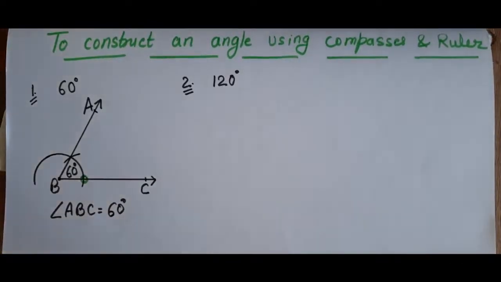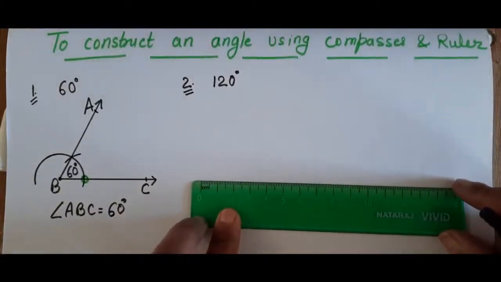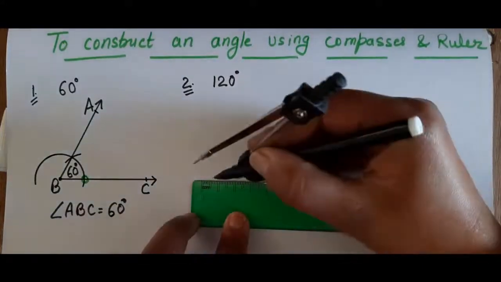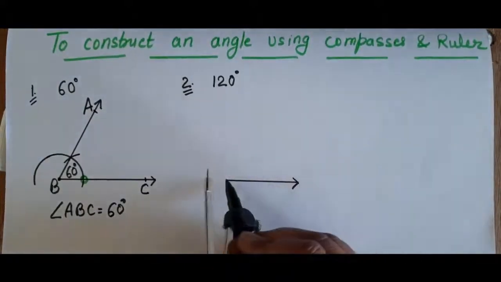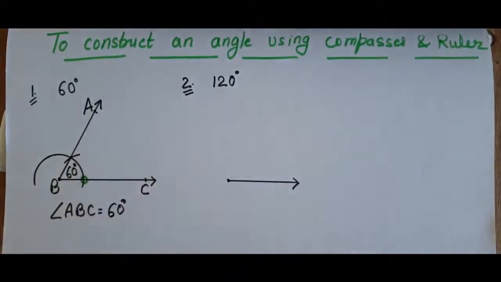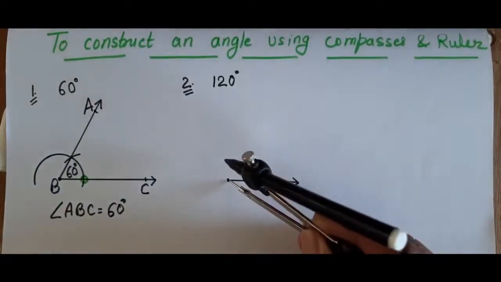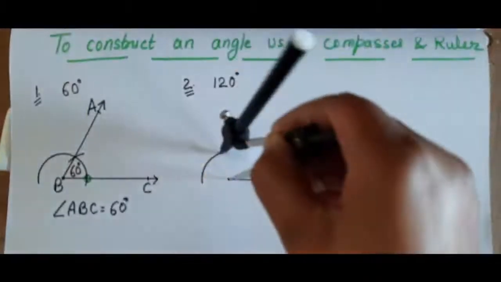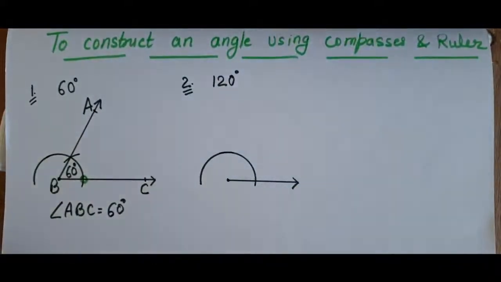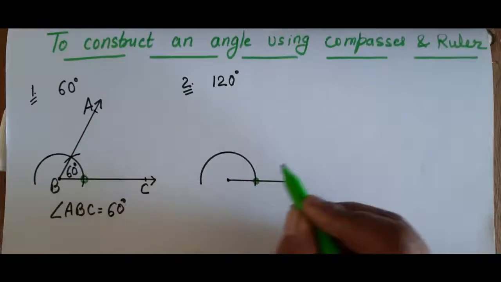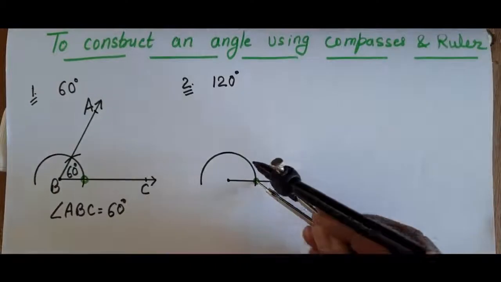Now we will make an angle of 120 degree. Again you will draw a ray. First step is same. Draw a ray first. Highlight this end point. Open your compass to some extent and draw a semicircle. Again, this step is same. Draw a semicircle to cut this ray. Now at this point you will keep your compass point. Draw an arc to cut this semicircle.